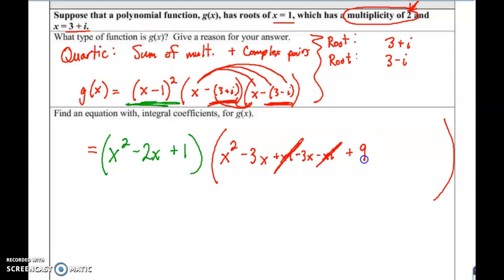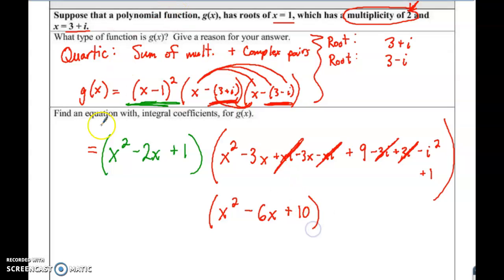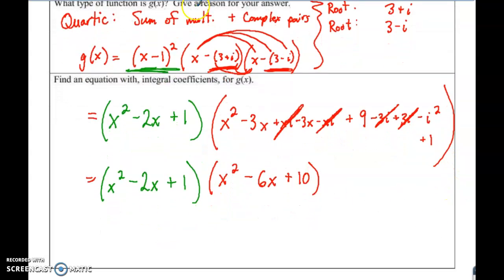A negative times a negative is a positive, so I no longer have to worry about this negative. 3 times 3 is 9. The outside would be minus 3i. The inside would be plus 3i. And then the last would be i times negative i, which is negative i squared. Well, what you notice is these i's go away, and negative i squared is really plus 1. So please, please, please double check my math here. That simplifies to be that. And we're still not done. There's a lot of distributing to go on here.